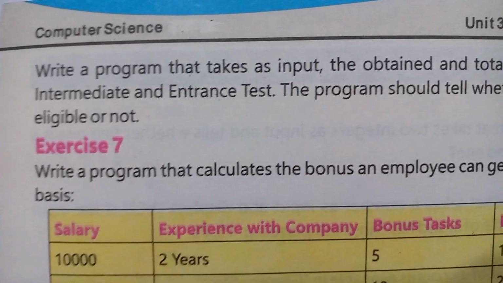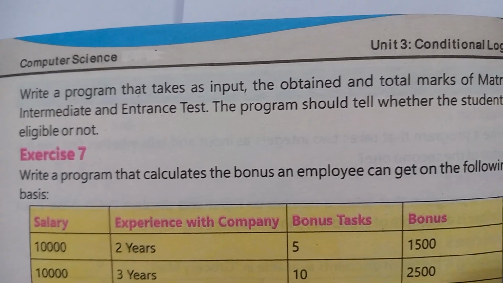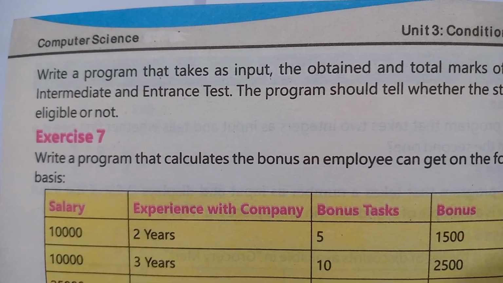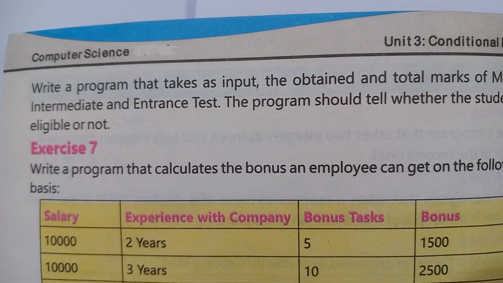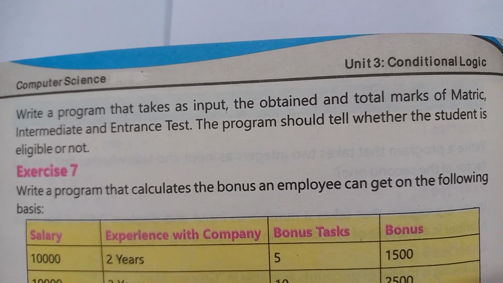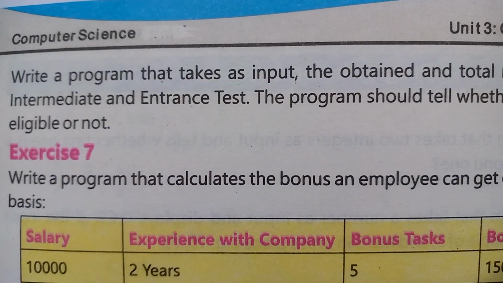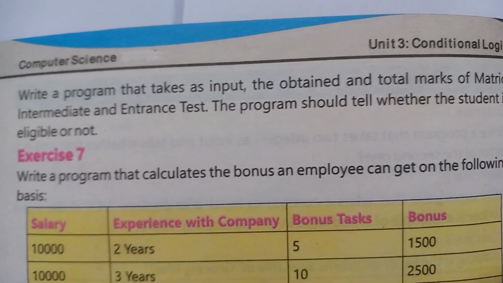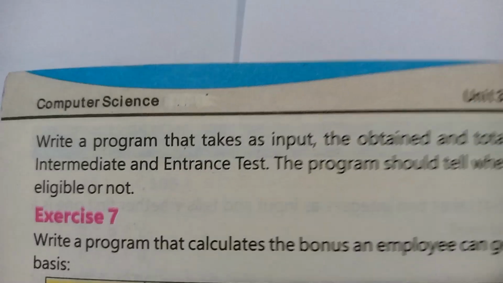Write a program that takes as input the obtained marks and total marks of matric, intermediate and entrance test. You have to declare these variables. The first one will be total marks and obtained marks of matric, total marks and obtained marks of entrance test, total marks and obtained marks of intermediate. So in total these will sum up to 6 variables. The program should tell whether the student is eligible or not.